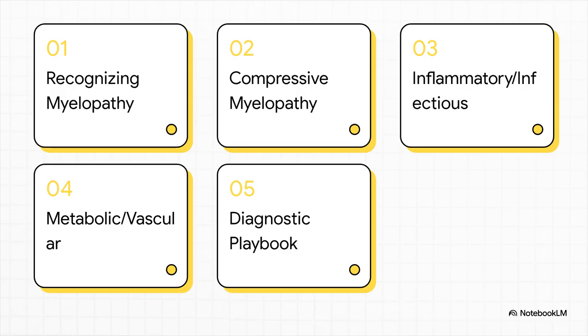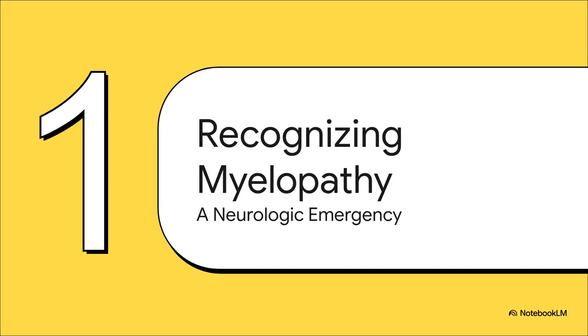So here's our game plan. First up, we're going to learn how to spot the signs of myelopathy in the first place. Then we'll dive into the two big categories of causes. You've got things physically pushing on the cord, that's compressive, and then problems happening inside the cord itself. And we'll wrap it all up with a practical playbook you can actually use on your next shift.